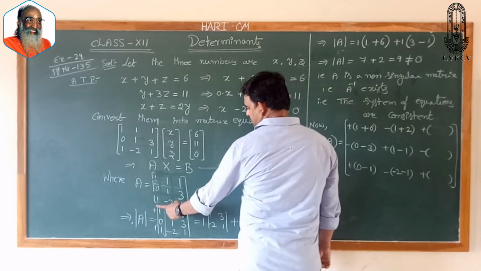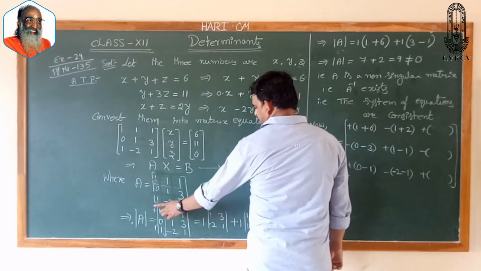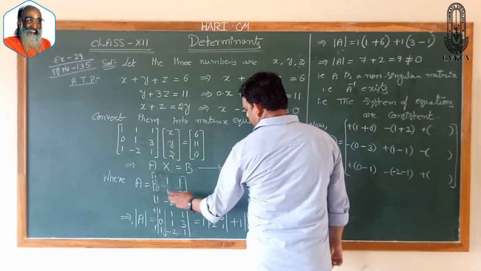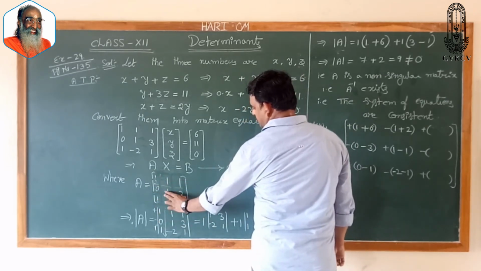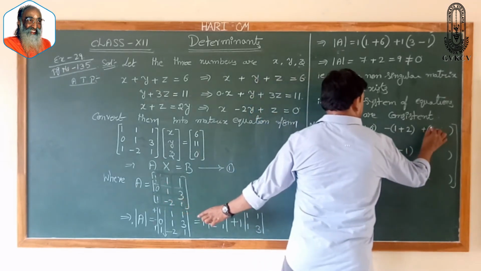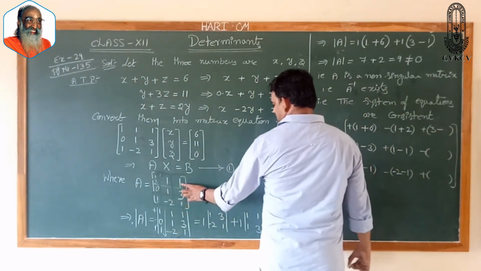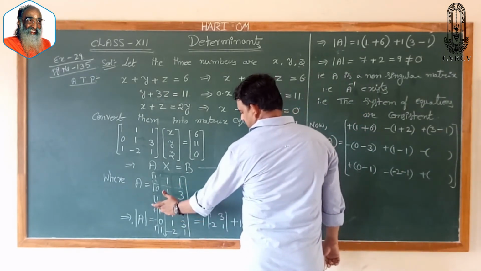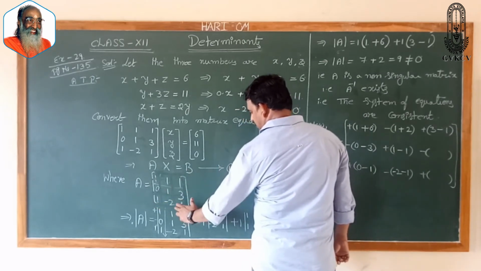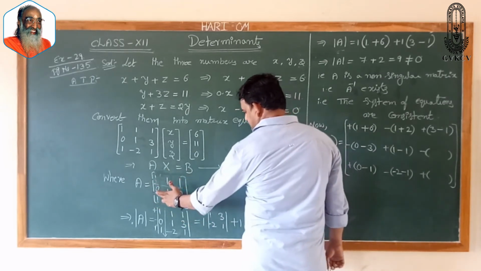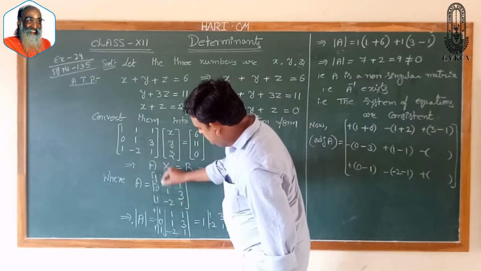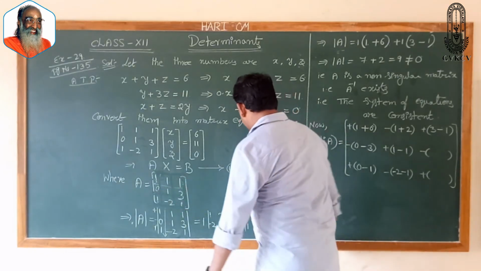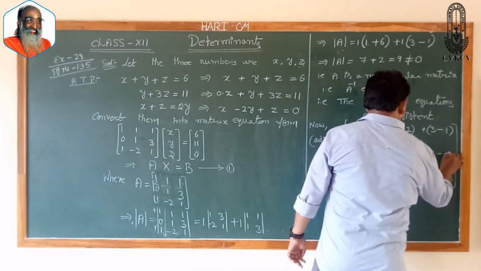Now coming to the last row, what we have? 1, minus 2, 1. When we talk about 1, leaving the respective row and column, we have only these elements 1, 1, 1, 3. 1 3s are 3, minus 1 1s are 1. Now talking about minus 2, leaving the respective row and column, we have 1, 1, 0, 3. So 1 3s are 3 minus 0 1s are 0. 3 minus 0.